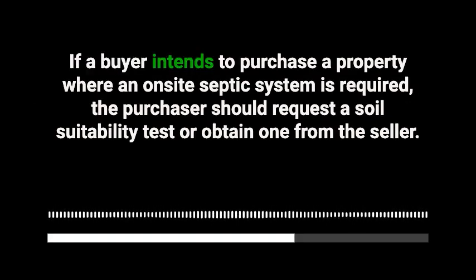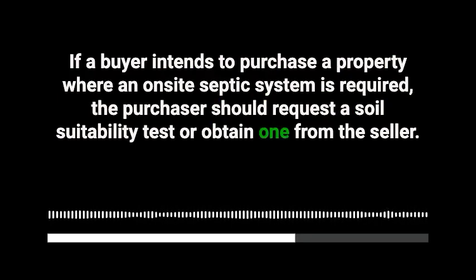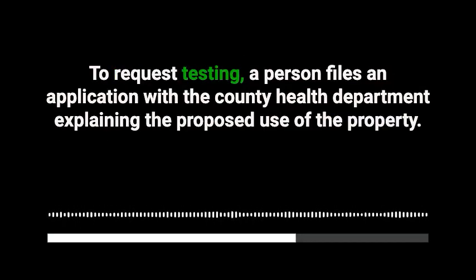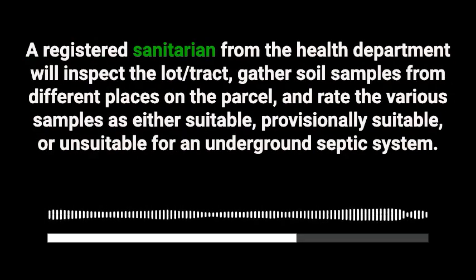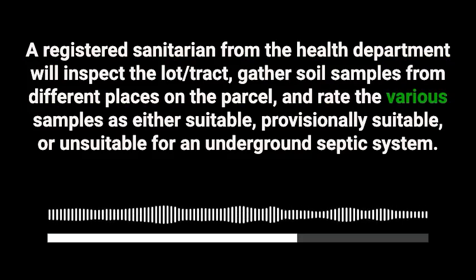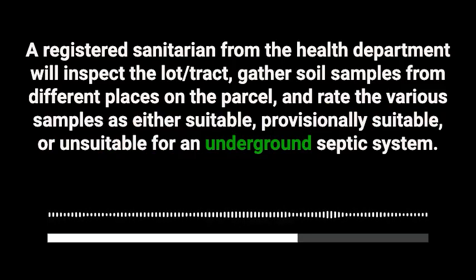If a buyer intends to purchase a property where an on-site septic system is required, the purchaser should request a soil suitability test or obtain one from the seller. Buyer's agents should advise their buyer clients to have a soil suitability test performed. To request testing, a person files an application with the county health department explaining the proposed use of the property. A registered sanitarian from the health department will inspect the lot or tract, gather soil samples from different places on the parcel, and rate the various samples as either suitable, provisionally suitable, or unsuitable for an underground septic system.